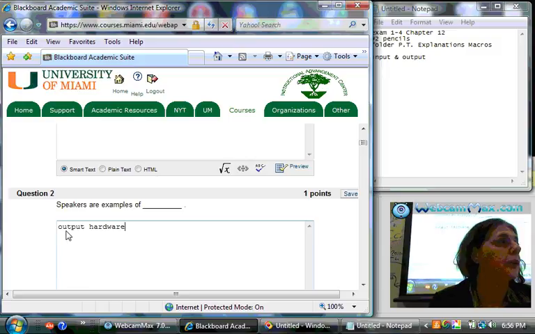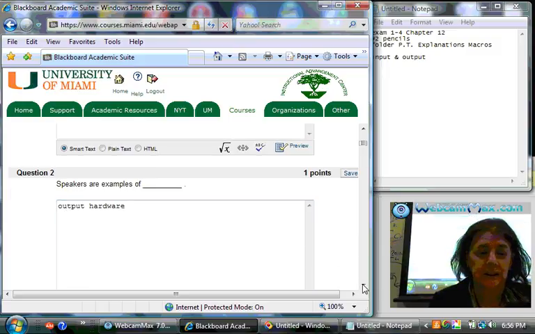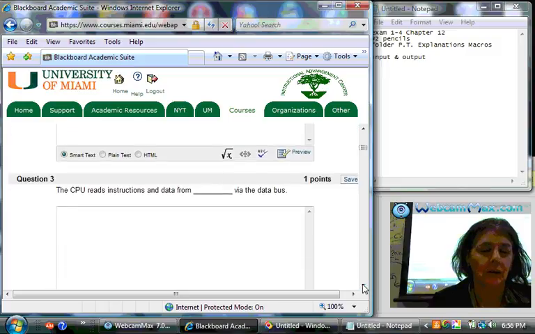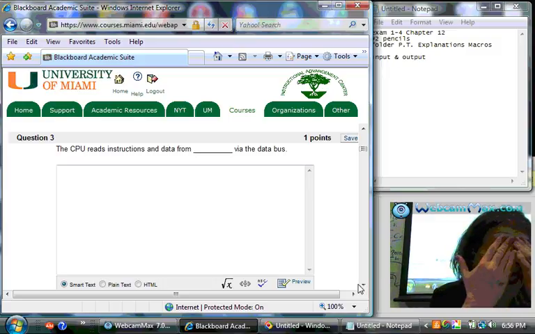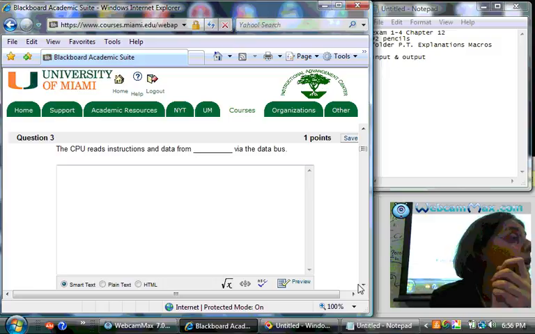How many people have 100 so far? Okay, wow, I knew it. Okay, well, yes. I put audio input devices. For one, and then audio output. Yeah, it's output and input. Perfect. Okay, and the CPU reads instructions and data via the data bus.